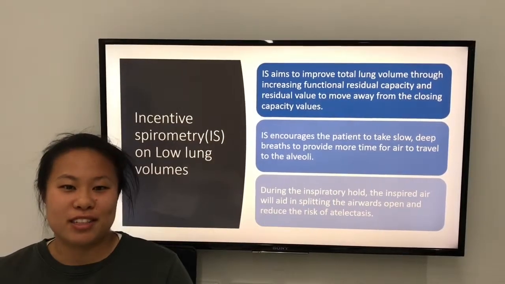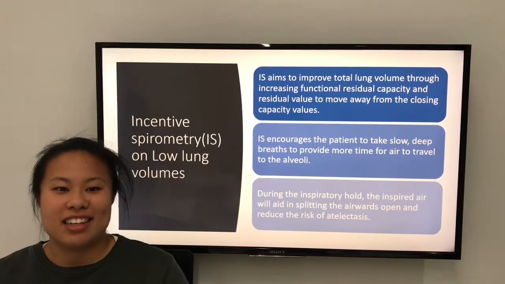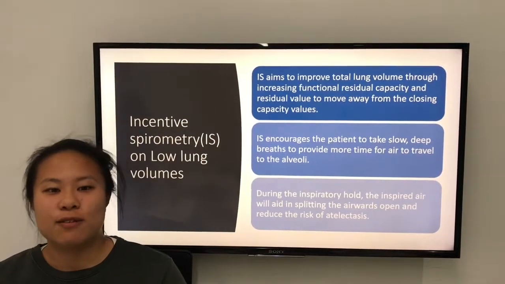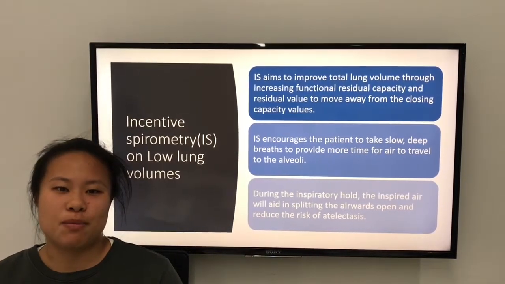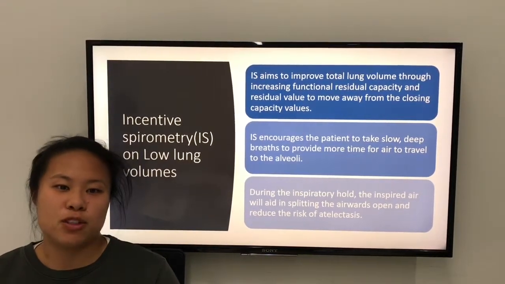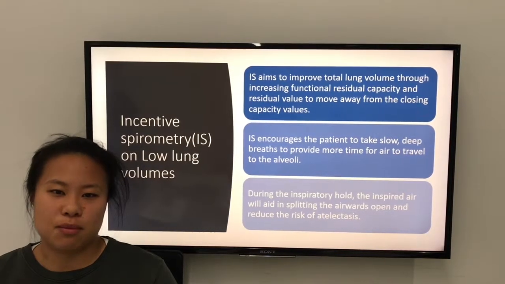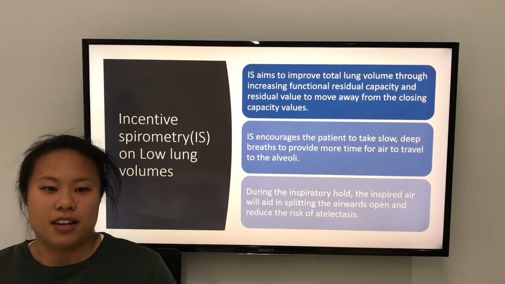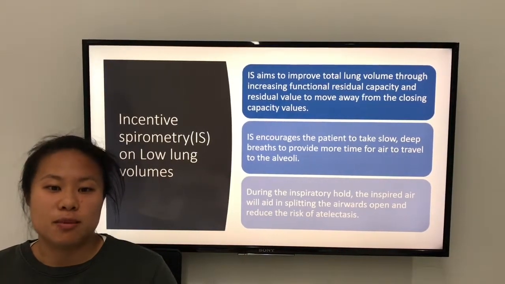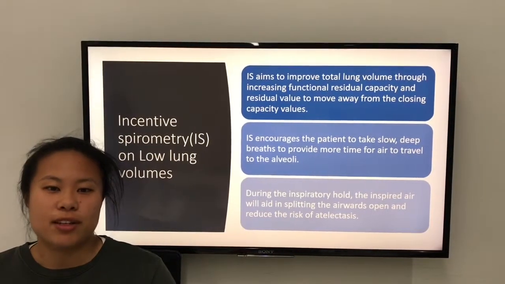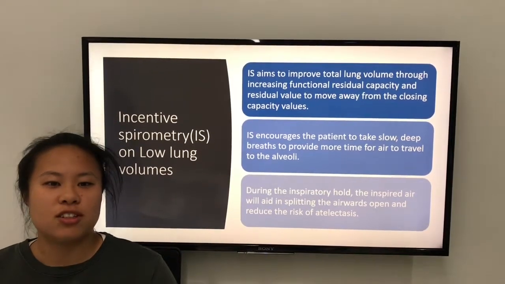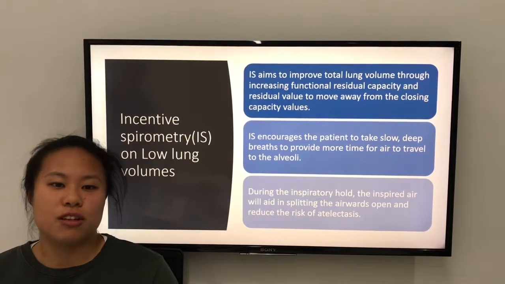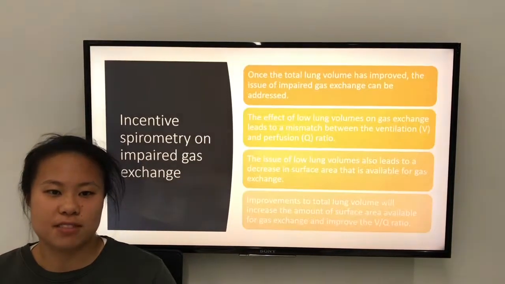Priority number 1 has been identified as reduced lung volume. Incentive Spirometry seeks to improve the patient's functional residual capacity and residual volume to avoid reaching closing capacity. Incentive Spirometry encourages the patient to take slow, deep breaths to provide more time for their air to travel towards the alveoli. During the inspiratory hold, the inspired air will aid in splinting the airways open to allow more air to travel into the collapsed alveoli via the collateral channels and reduce the risk of atelectasis.